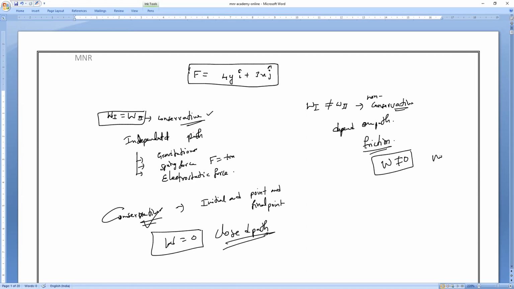In a closed path, if the work done is not equal to 0, that is non-conservative. In a closed path, if the work done is equal to 0, it is called conservative. Understood? So now, let us proceed from here.